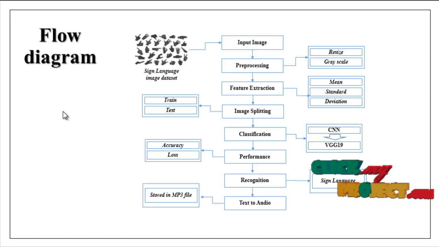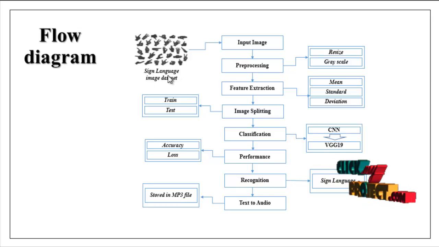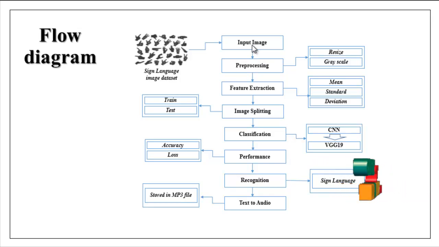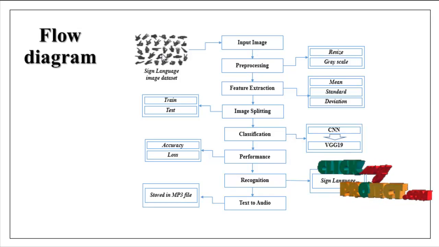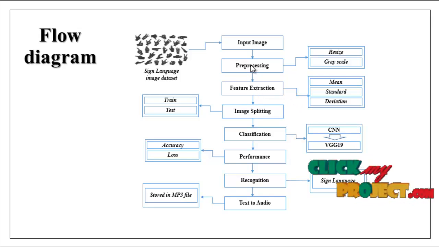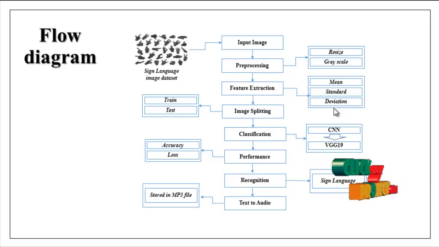This is the flow of our project. Here we have taken the dataset named sign language image dataset. Then we choose one input image from our dataset. The selected input image is carried to the pre-processing step. In this step we resize the original image and perform grayscale conversion. Then the pre-processed image is carried to the feature extraction module. Here we extract the features from the pre-processed image by using mean and standard deviation.